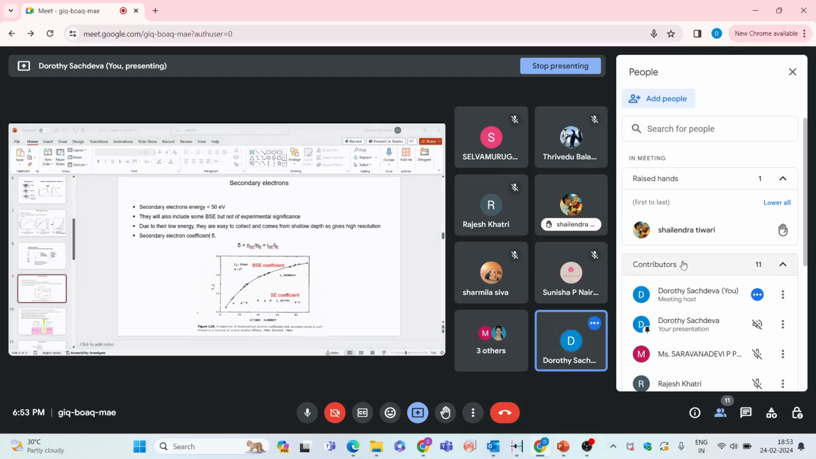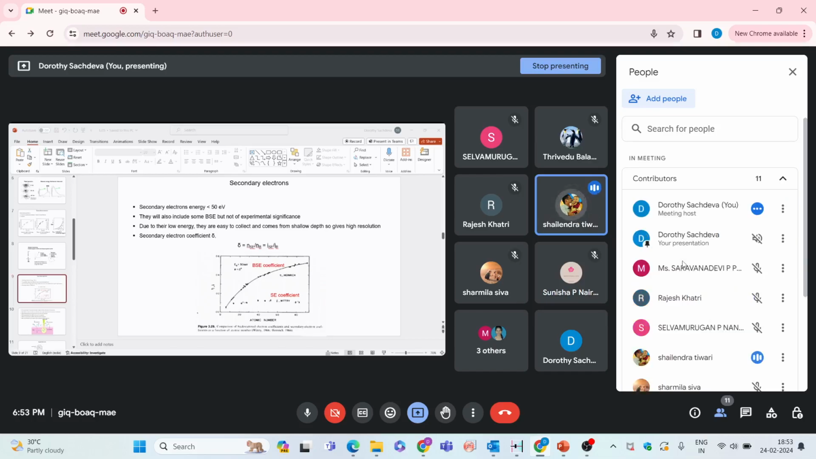Yes, Shalin. My question is, suppose this band pattern will come after multiple up and down, does it also... No, no. The difference between the backscattered electrons and the secondary electrons is large. The energy difference is higher. The backscattered electrons will have higher energy as compared to these secondary electrons.